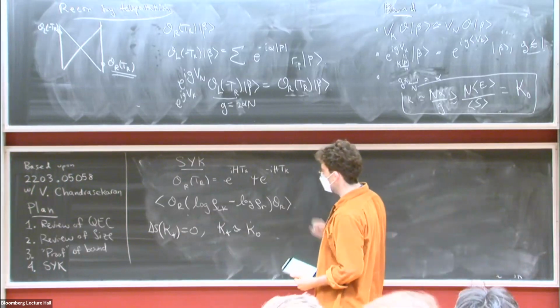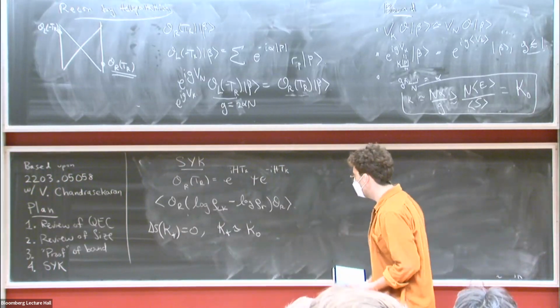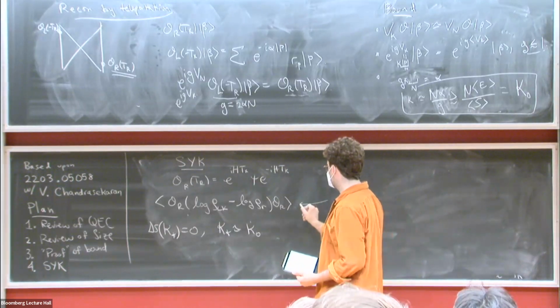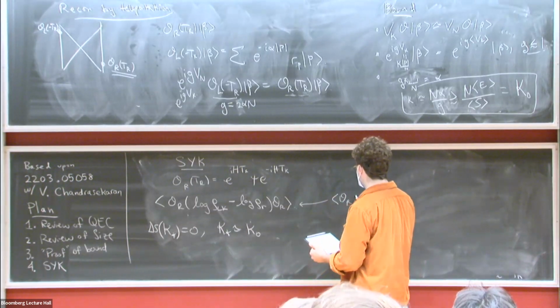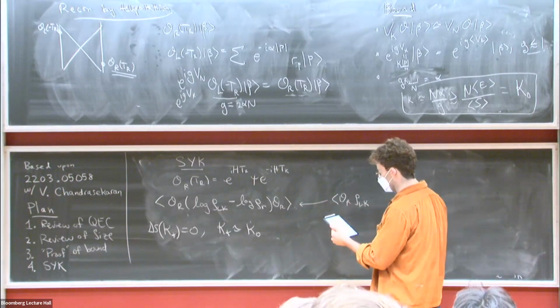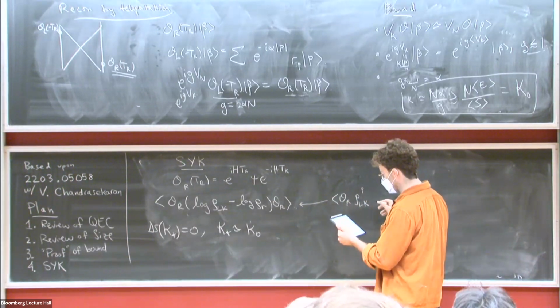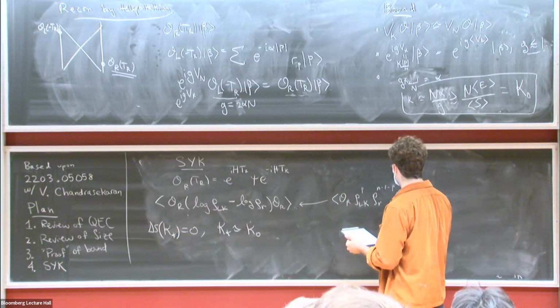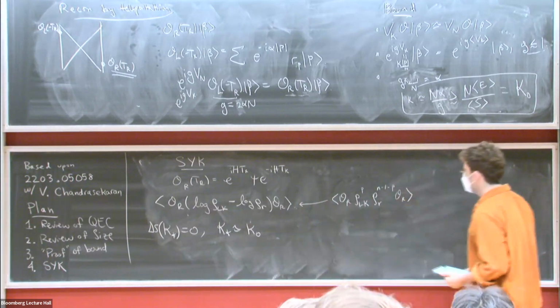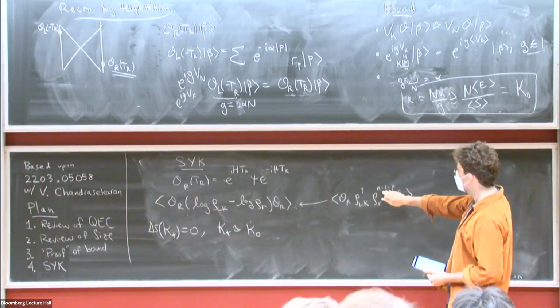So how do we compute this? You can actually do this via a replica trick. It's actually a double replica trick, in the sense that you have to analytically continue in two parameters. So you analytically continue n goes to 1.